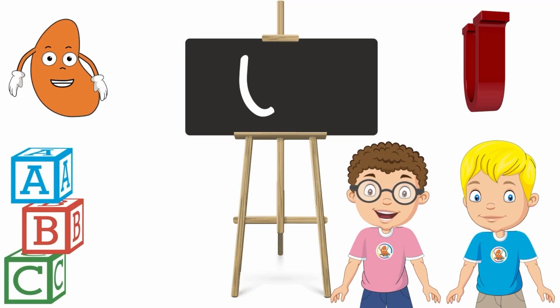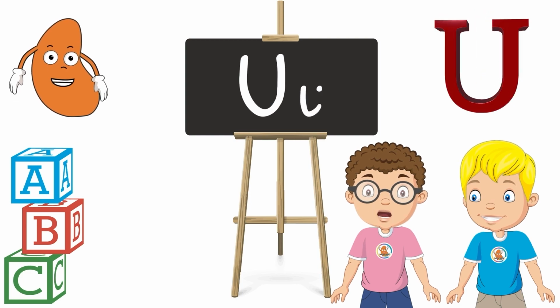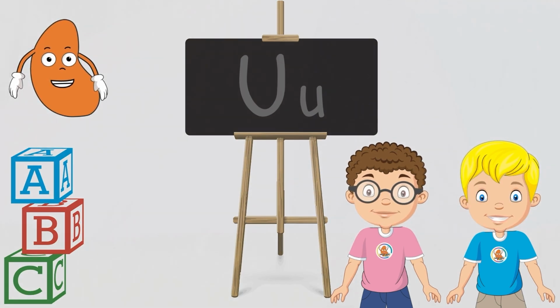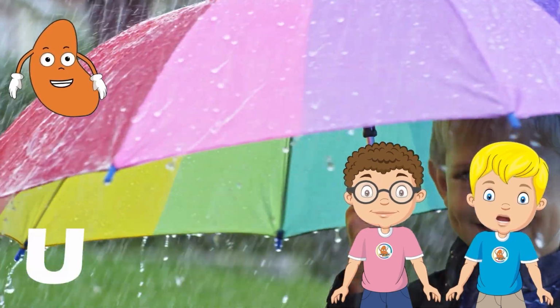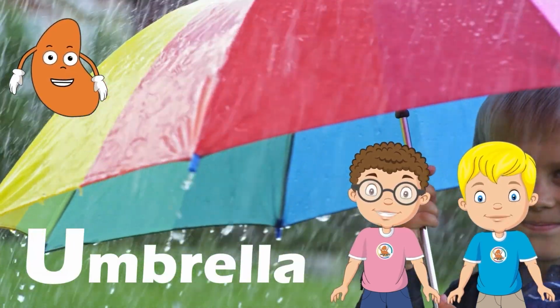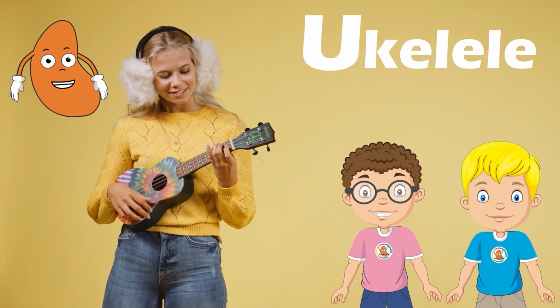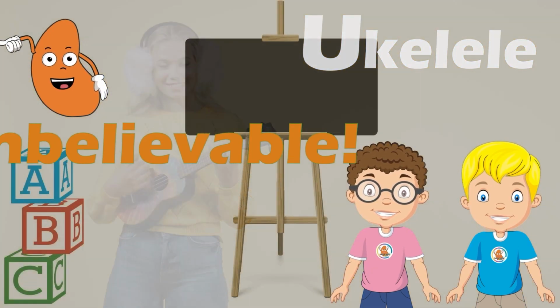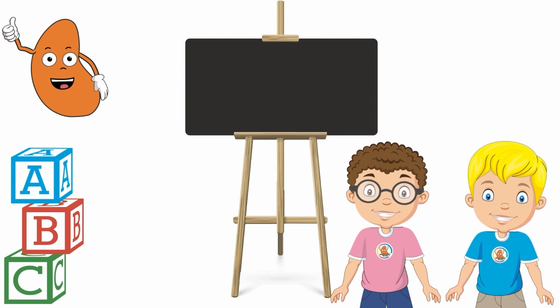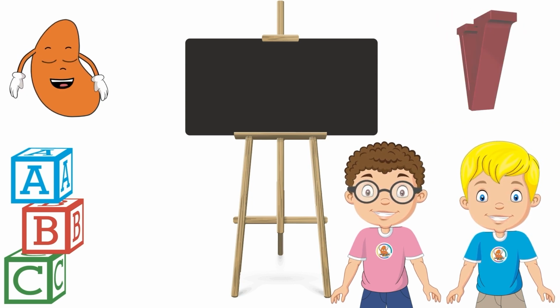The next letter is U. Capital U, lowercase u. U for umbrella. For ukulele. Unbelievable!